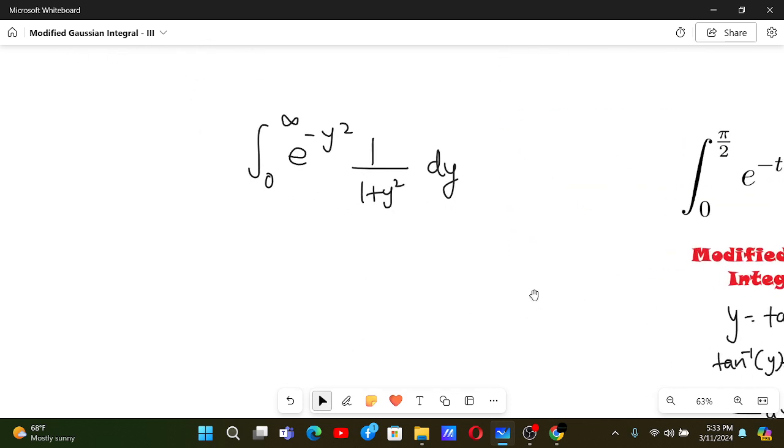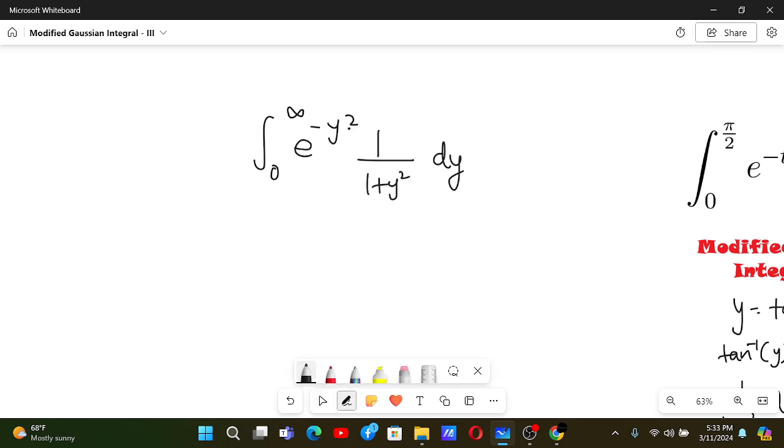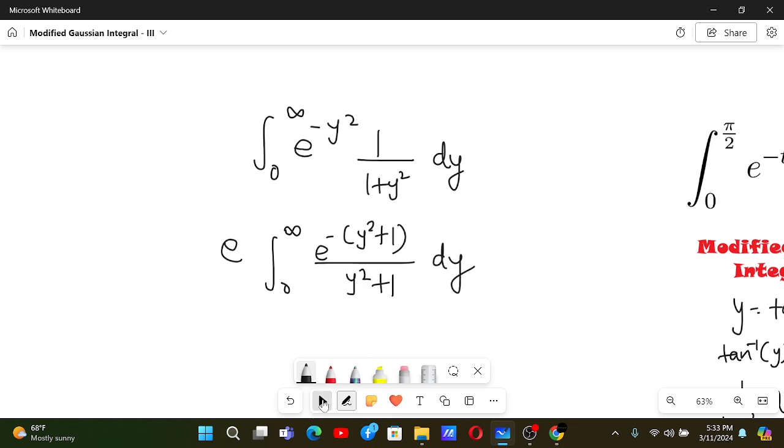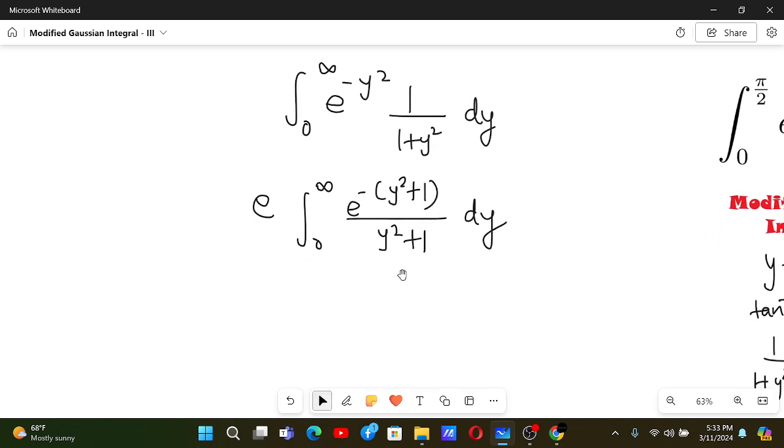Now let me try to make the power of e similar, because that will be useful. I will write e to the power minus of y square plus 1 over y square plus 1. But since I have introduced e to the power minus 1 over here, let me also write e over here, so that it cancels out dy. Now notice that this is kind of the integral of e to the power ax, because the integral of e to the power ax is e to the power ax by a, isn't it?